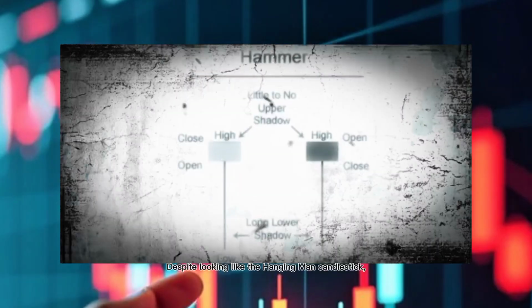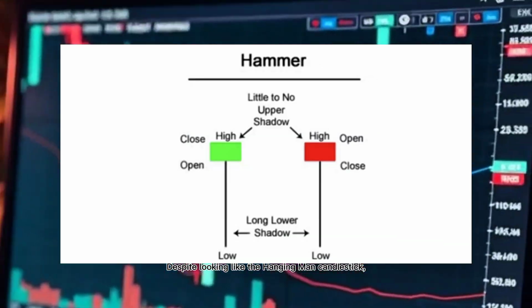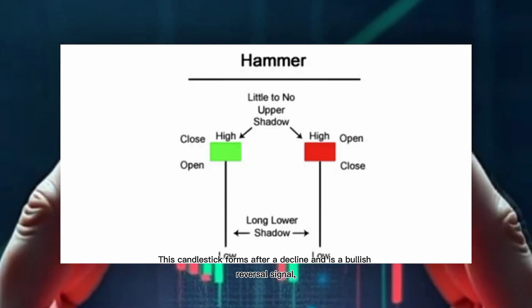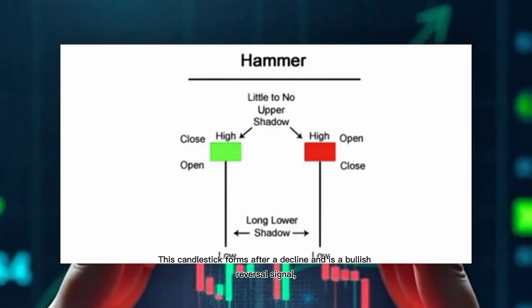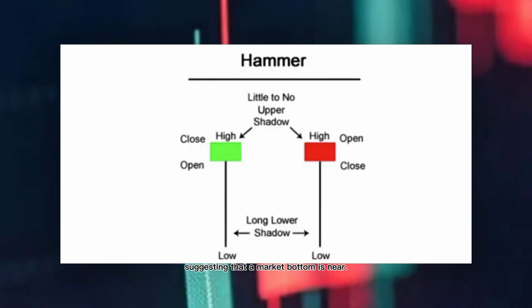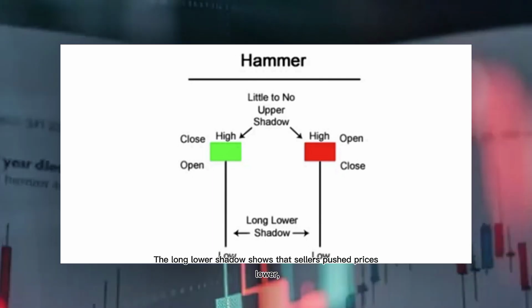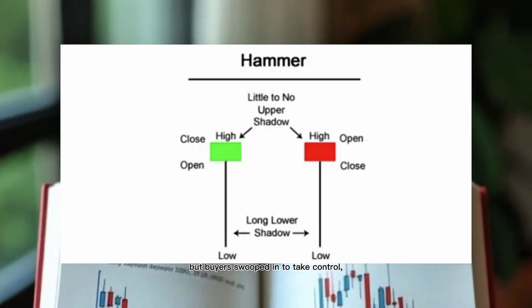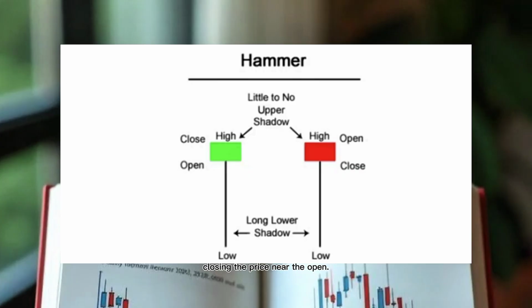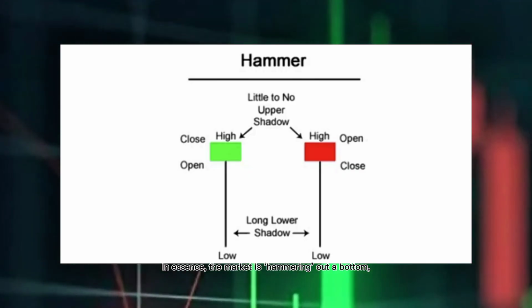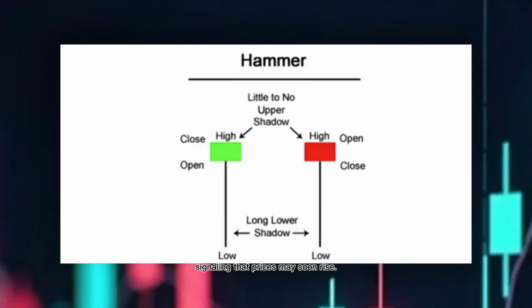The hammer. Despite looking like the hanging man candlestick, the hammer tells a very different story. This candlestick forms after a decline and is a bullish reversal signal, suggesting that a market bottom is near. The long lower shadow shows that sellers pushed prices lower, but buyers swooped in to take control, closing the price near the open. In essence, the market is hammering out a bottom, signaling that prices may soon rise.